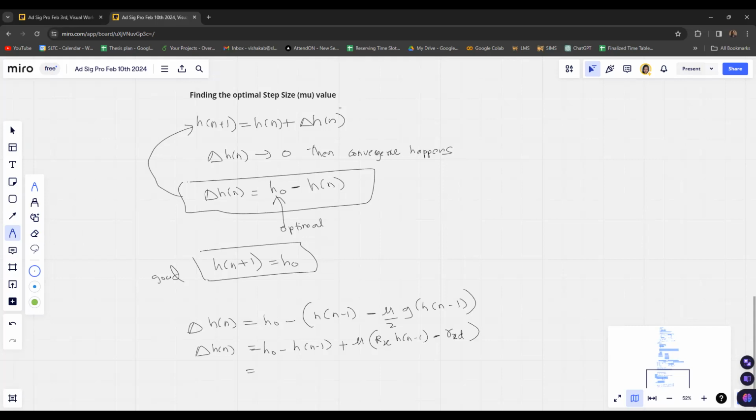This can be further simplified by using Wiener-Hopf equations in here. For Rxd, we can put the Wiener-Hopf equations and we can write that Rxd is equal to capital Rx into H naught, which is the optimal filter coefficients. So this comes from the Wiener-Hopf equations.